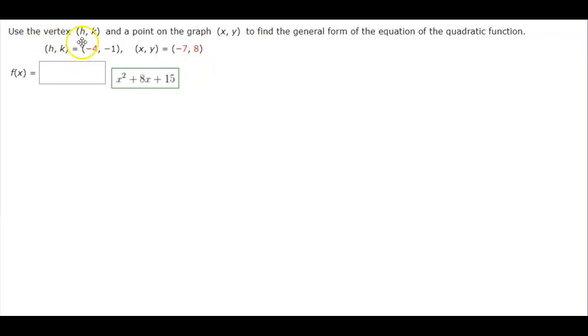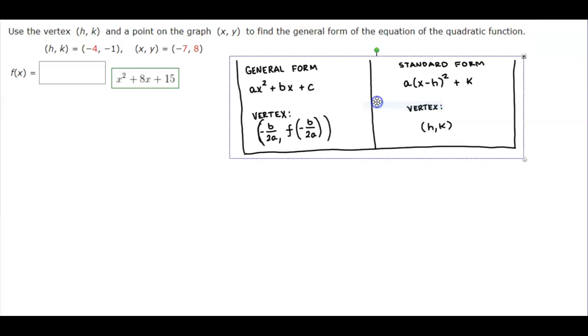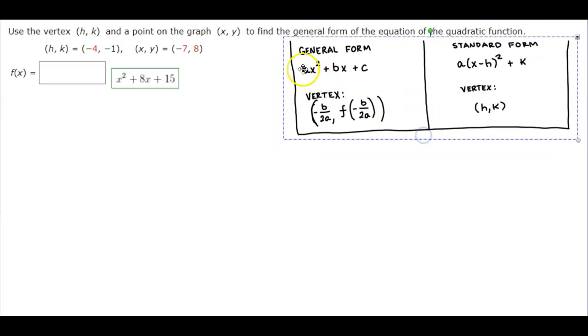Okay, we want to use the vertex (h, k) and a point on a graph (x, y) to find the general form of the equation of the quadratic function. Okay, so let's recall what the general form of the function is. The general form is ax squared plus bx plus c. But we do want to use the standard form to then convert it into the general form.